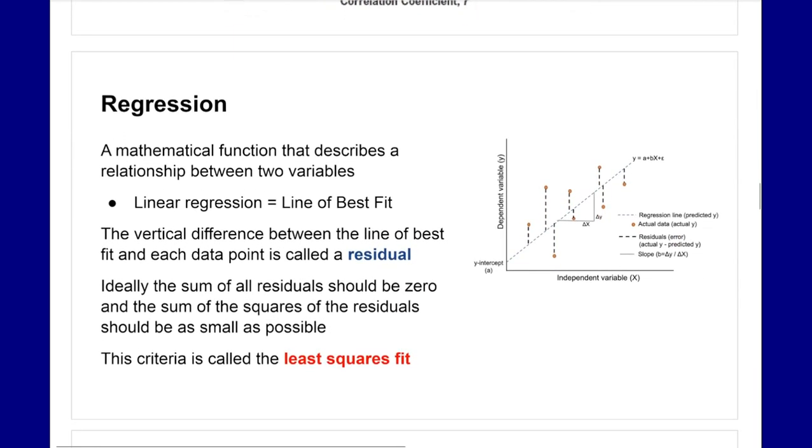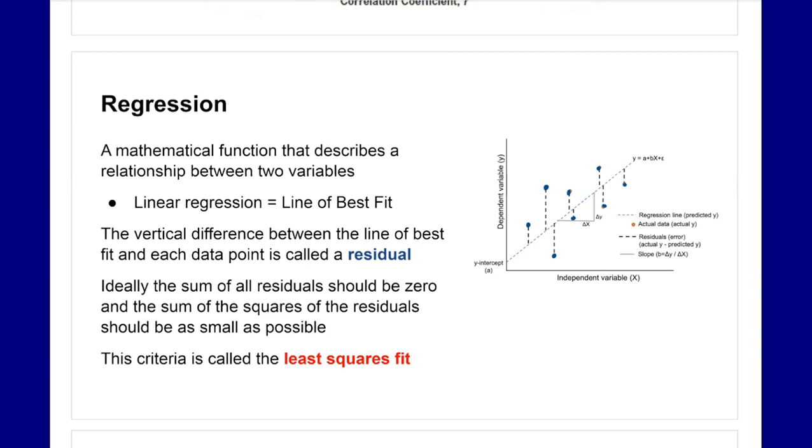So the idea of regression, what is a regression? We talked about how it's a line of best fit. Basically, it's a mathematical function that describes the relationship. It looks at the vertical distance between the line of best fit and each data point, called a residual. The line of best fit is not always going to represent the actual values that we got, but taking a regression looks at the distance from each point to that model, to that line of best fit.